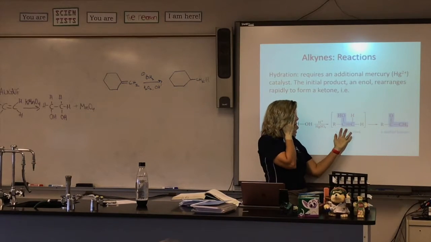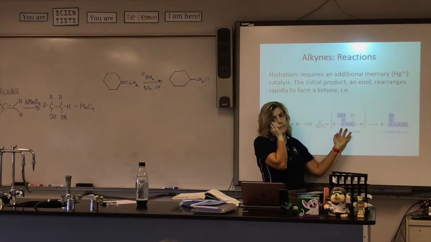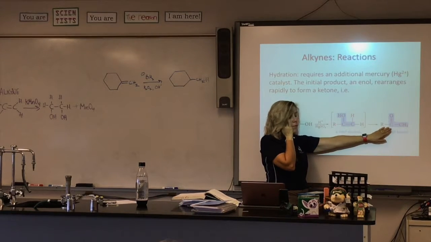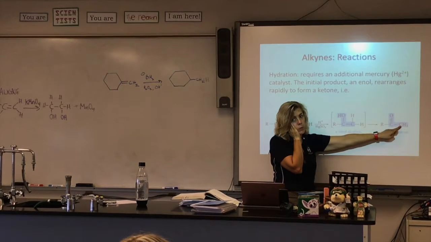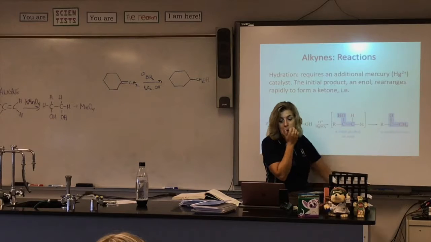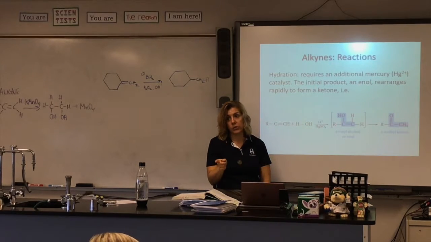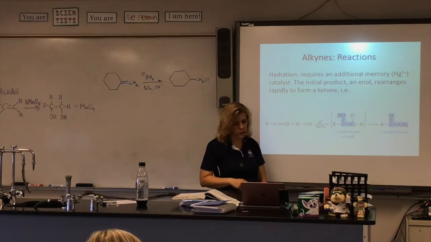You're not going to have this intermediate. Notice that unfortunately you're going to have to know the fact that we get a double bond O and then the methyl group on the end there. That's going to be one of those things you're probably going to have to memorize, for alkynes and hydration.